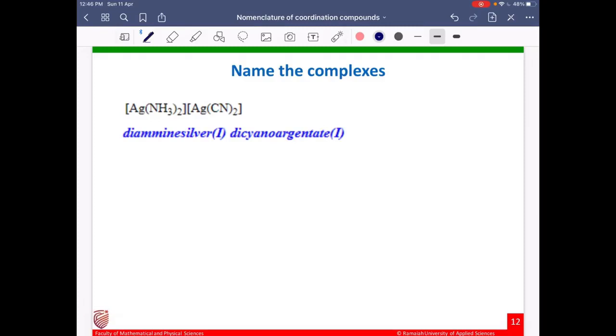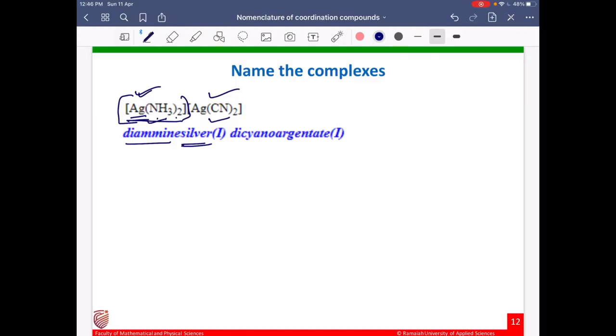Another example, Ag(NH3)2 and Ag(CN)2. Here both cation and anion are complex ions. So among these, which one is the cation? The cation is this part, that we have to name first. How many ammonia groups? 2 ammonia groups. So it is diammine silver. Here I don't have to write argentate, because here the silver is part of the cation. So we will write silver.